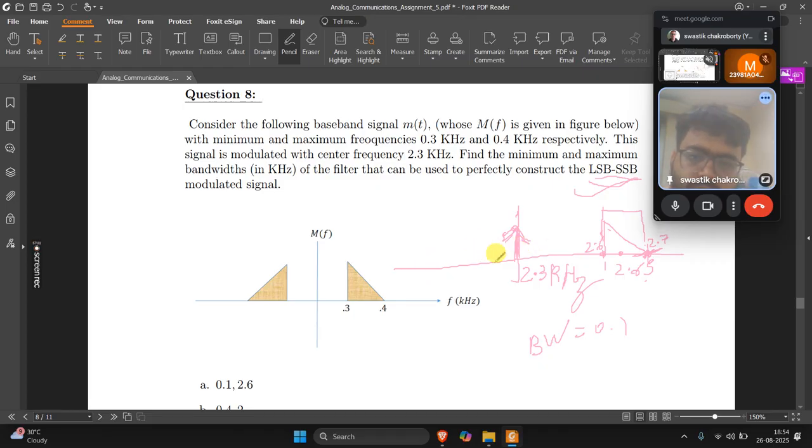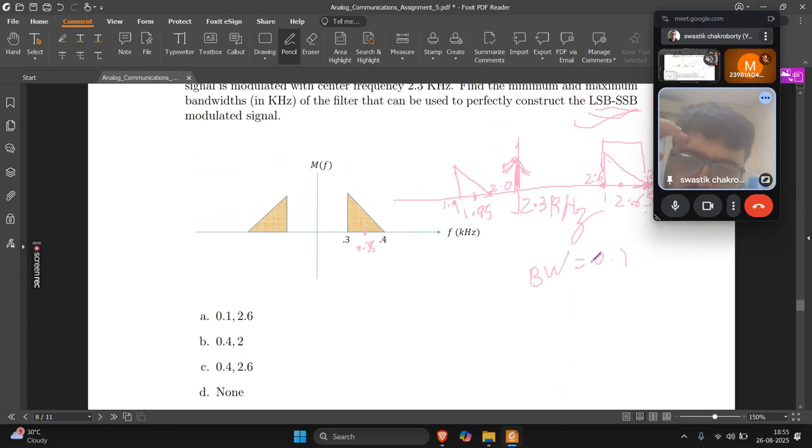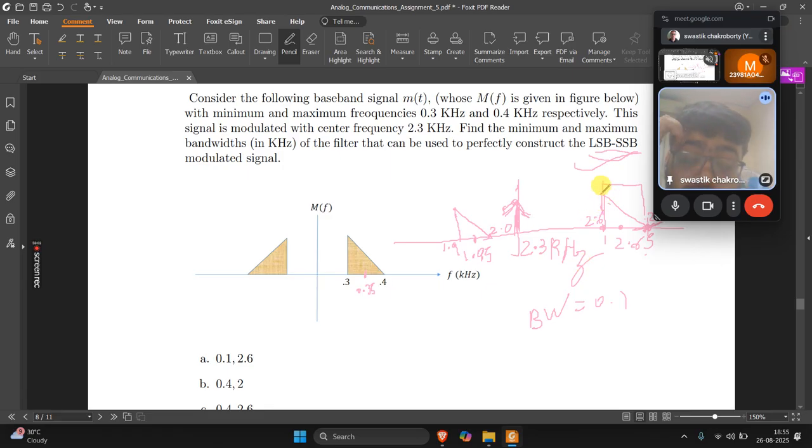For the lower sideband, we will have 2.3 minus 0.35, so 1.95 will be the center frequency. It will start at 1.9 and end at 2.0. Now the minimum bandwidth is that of a band pass filter, which will exactly cut through, and the maximum is that of a low pass filter.